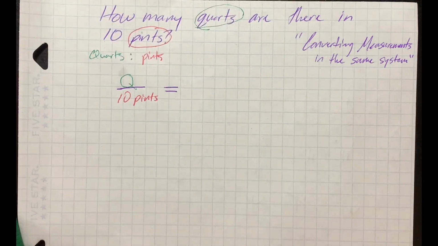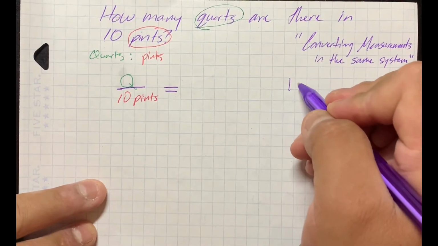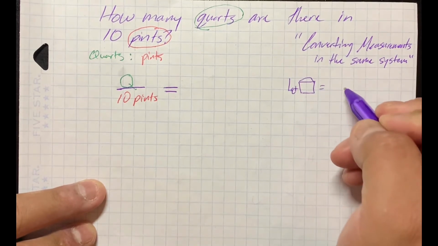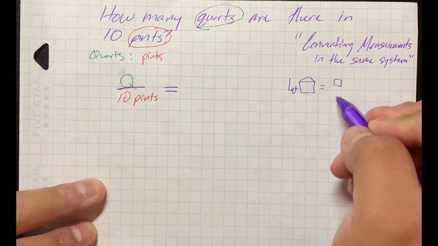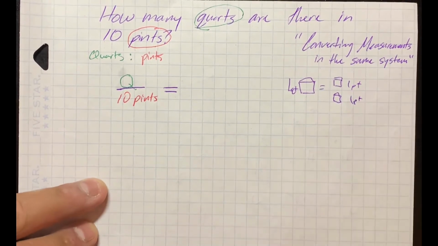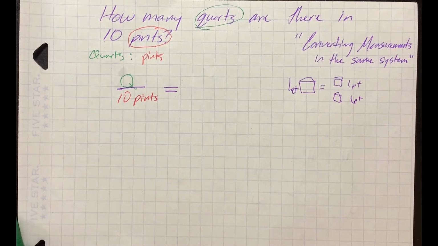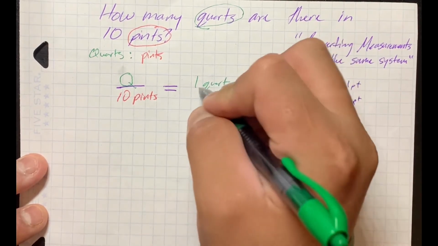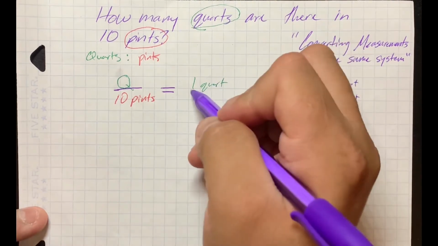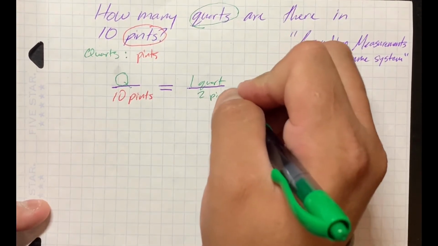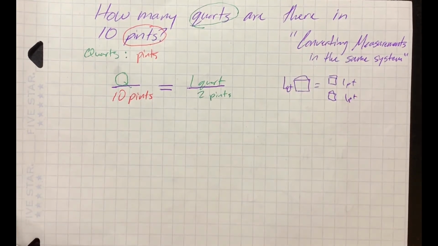So again, 1 quart is going to be equivalent to 2 pints. 1 pint and another pint. Okay, so one more time, what was mentioned first was that there is going to be 1 quart, and that is going to be equivalent to 2 pints. Okay, so let me write down the steps.